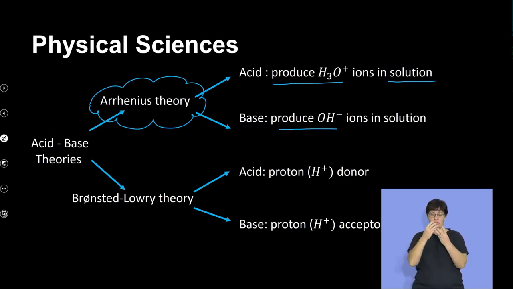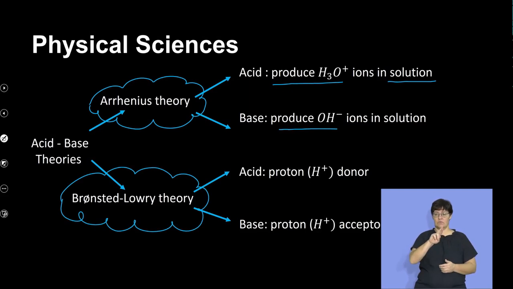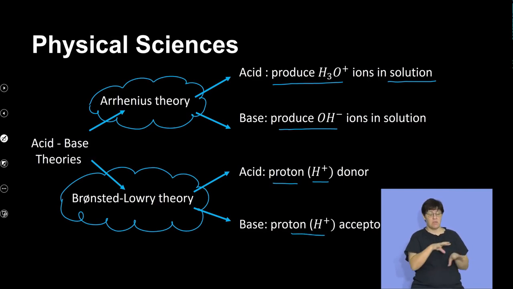The second theory that we must remember, which is very, very important, is the Bronsted-Lowry or the Lowry-Bronsted theory. What does it say? It defines an acid as a proton donor, and a proton is your hydrogen ion, in a solution, but also a base is a proton acceptor. So these are the two theories that are very, very important.